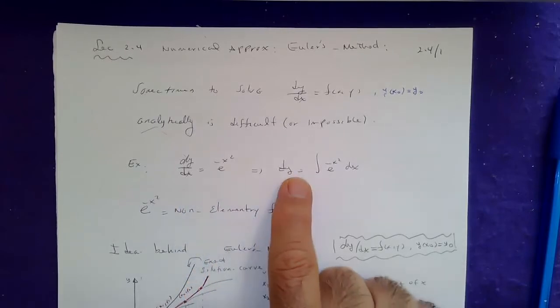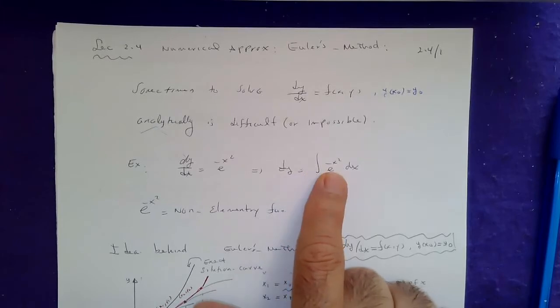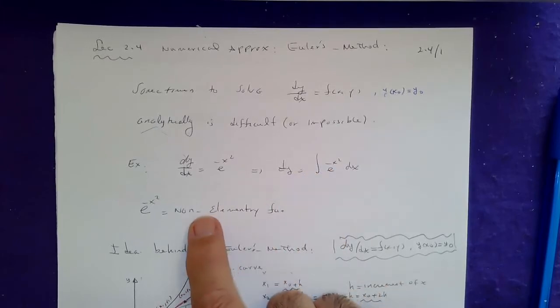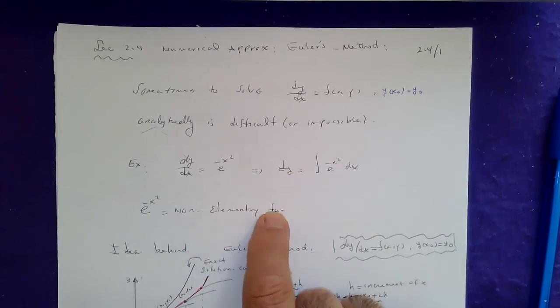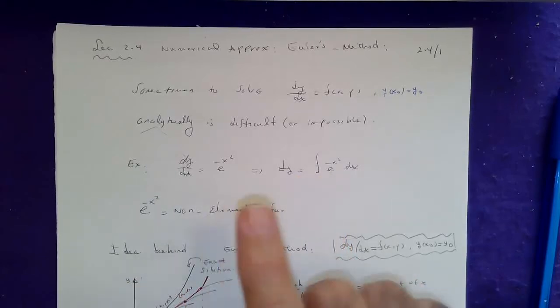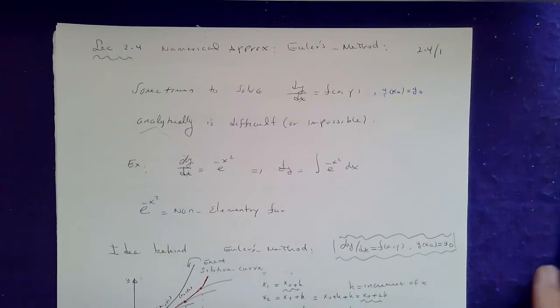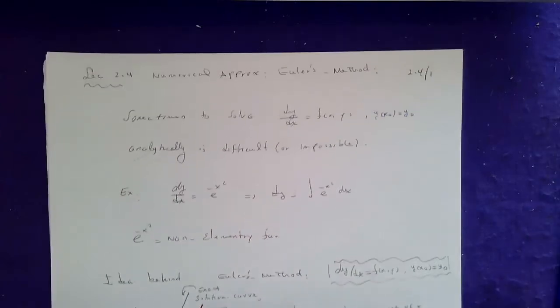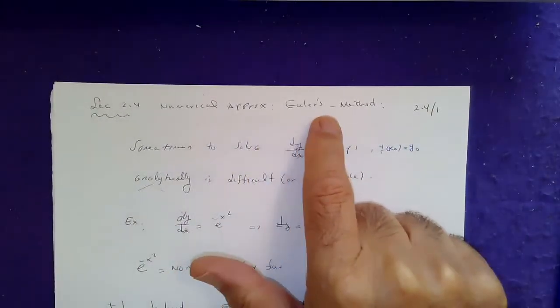When you separate the variables, there is no way to integrate this. Why? This is one of those functions called non-elementary functions. What's the definition of a non-elementary function? It doesn't have an antiderivative. No matter what you do, which method you apply, it's not going to happen. So we need to approximate.